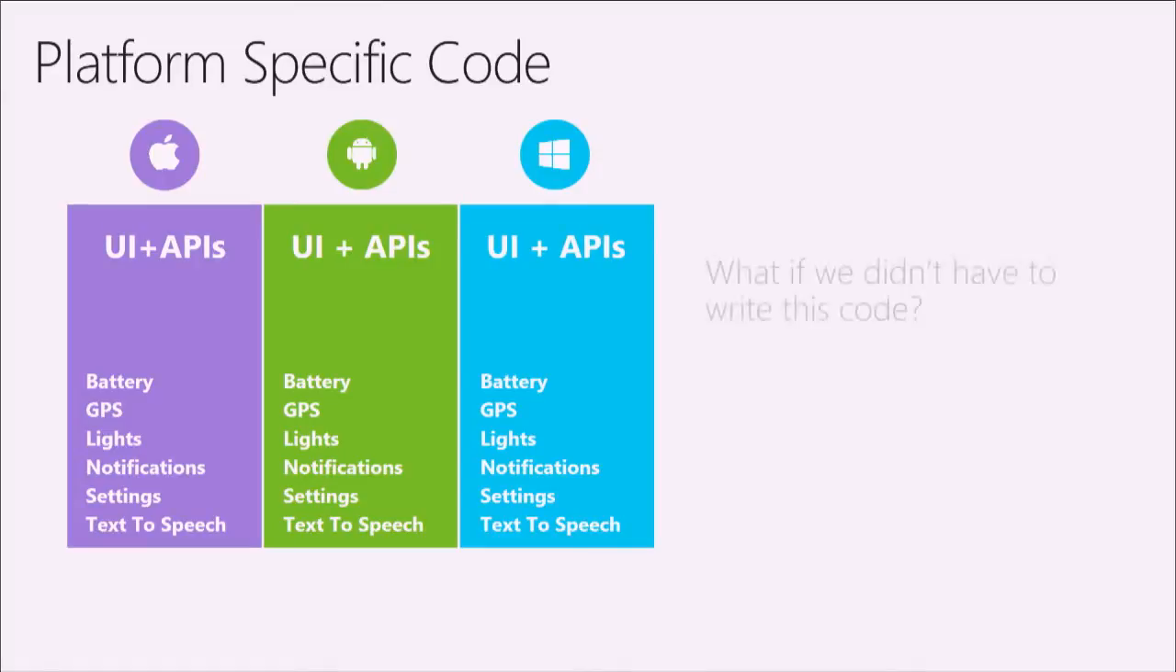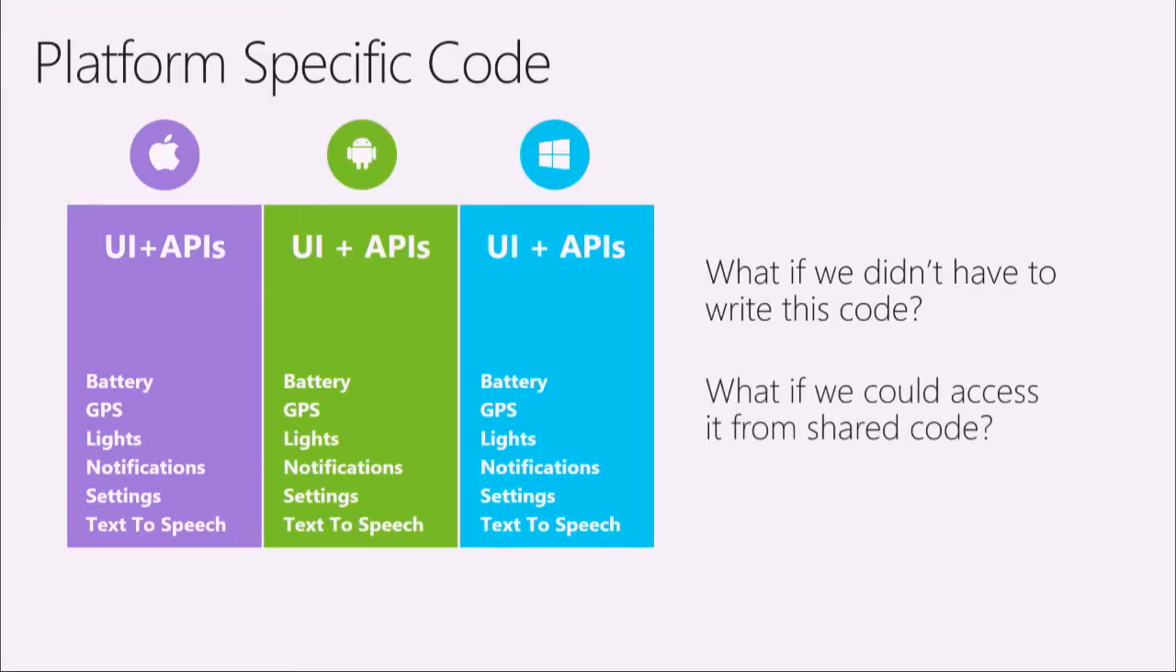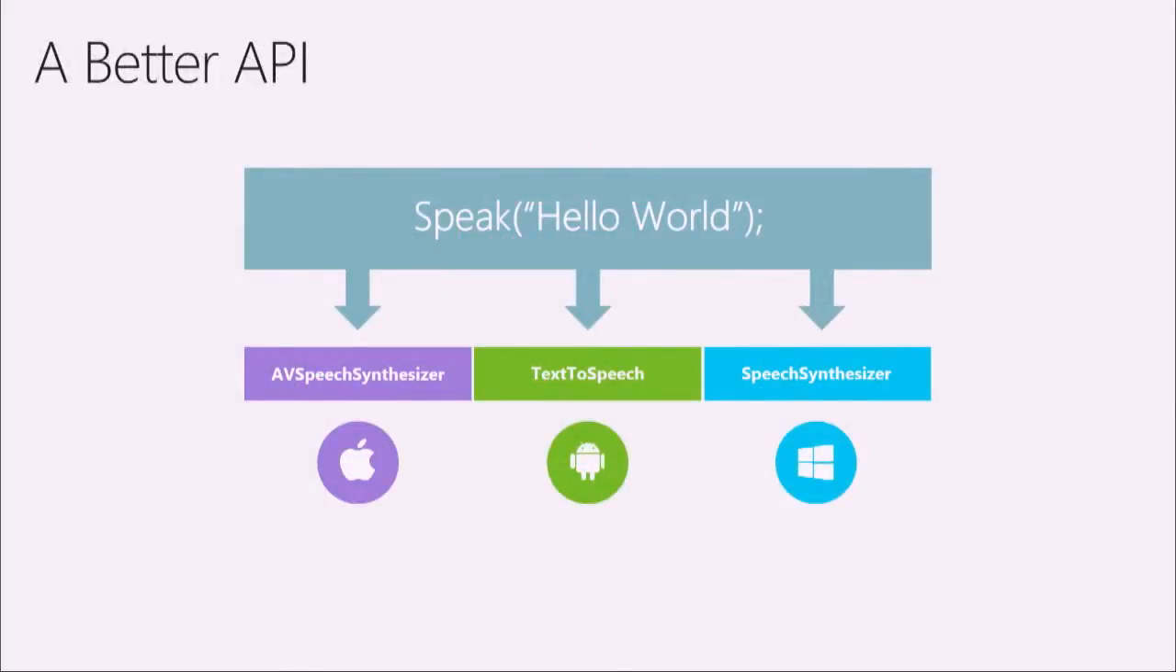So we said, well, what if you didn't have to write all this code and learn the iOS-specific API and the Android API and the Windows API? And what if you could access these native features and the native libraries from shared code? For instance, text-to-speech. What if I just wanted to speak and have the phone talk to me, whatever I was doing? So I should have an API called Speak. Hello world, and it should speak back. But under the hood, it should use things like AV speech synthesizer, text-to-speech, and the speech synthesizers of Windows to do that for me.